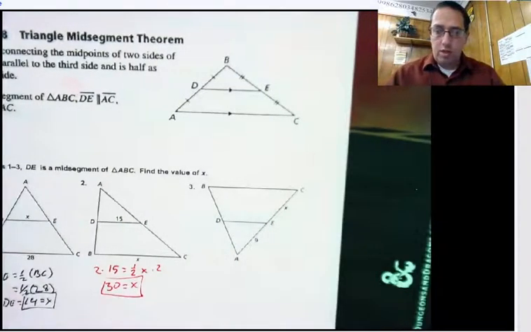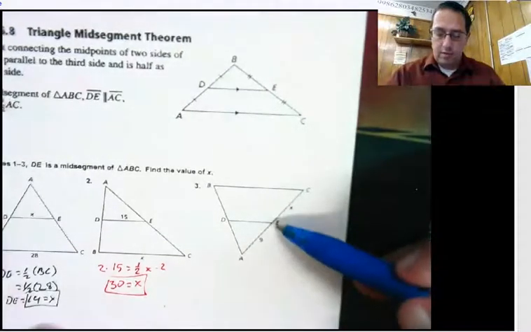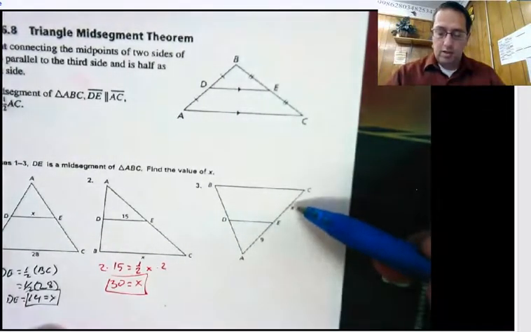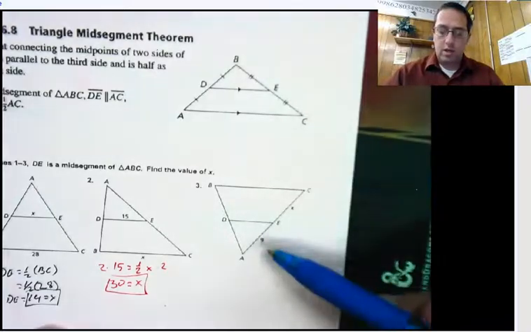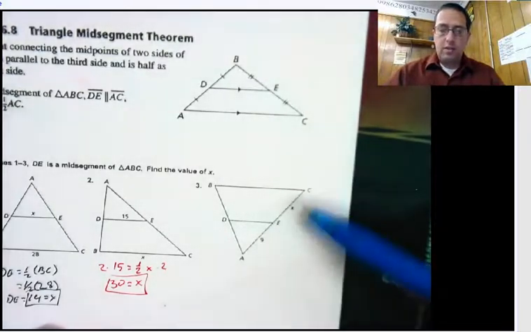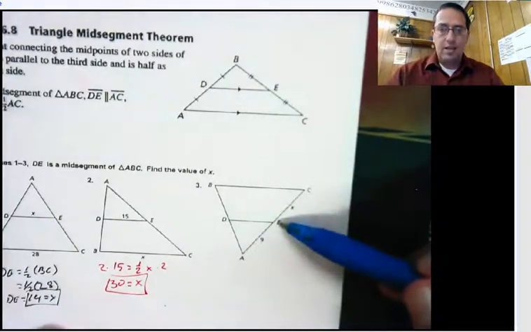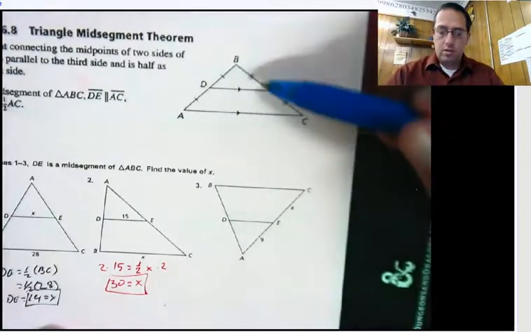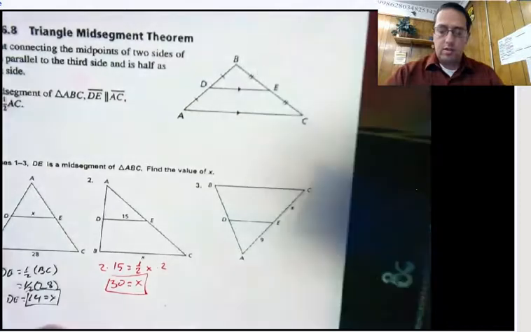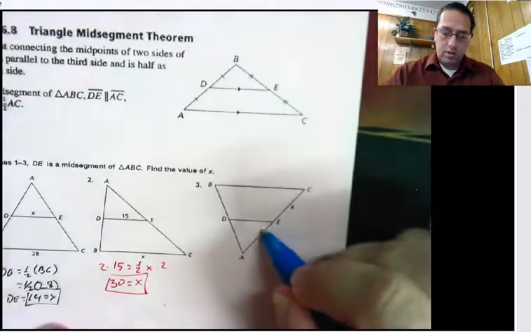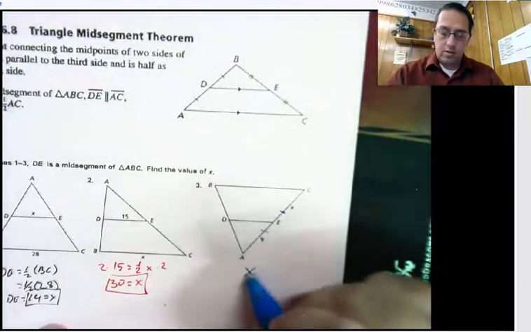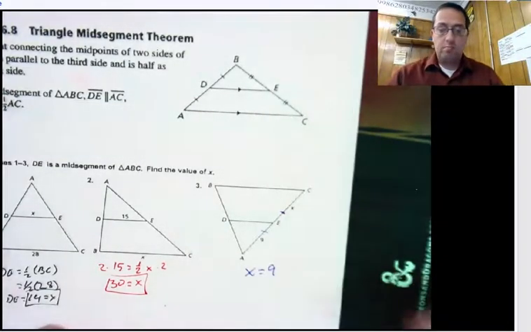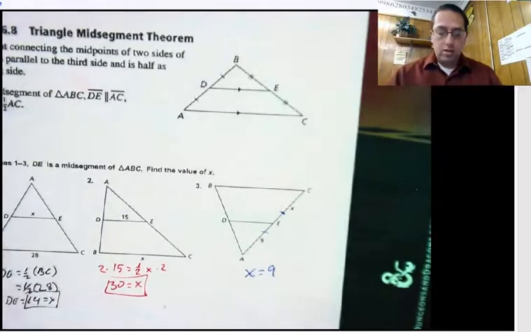Okay, number 3, DE is the midsegment. We're looking for x. X isn't a midsegment, it's not this other side. What do we do with that? Well, if this is the midsegment, that means E is the midpoint, right? That means these two segments are congruent, because it's a midpoint, so it bisects that segment. So very simply, x equals 9. That was easy, right? All right, so that's not bad.